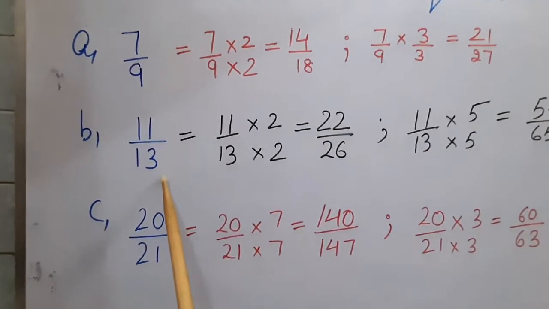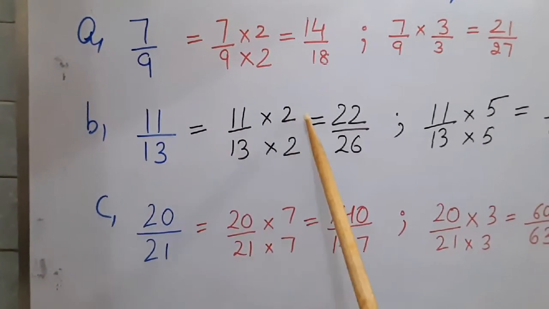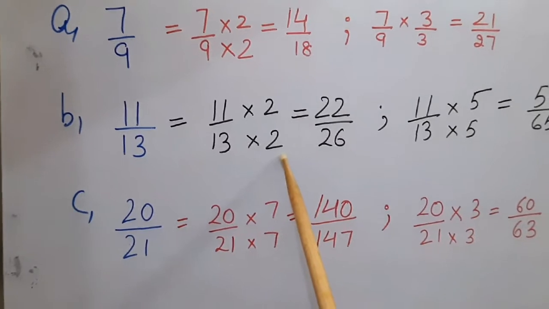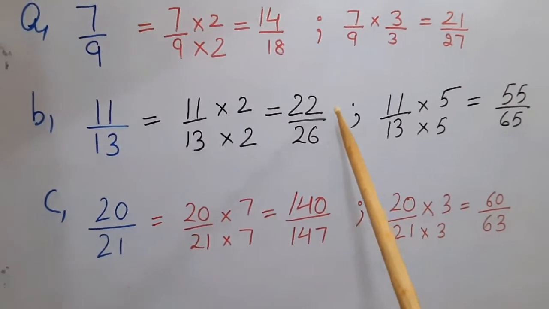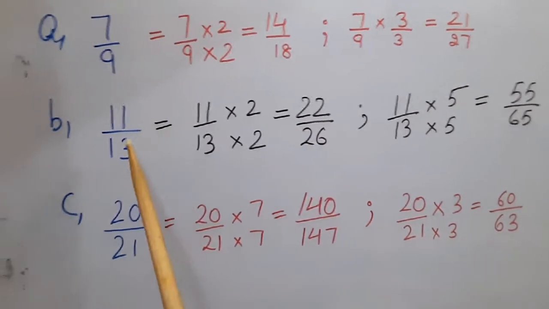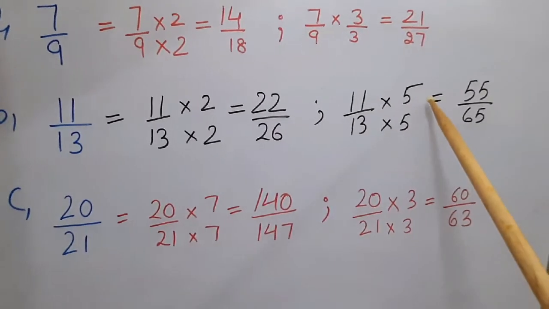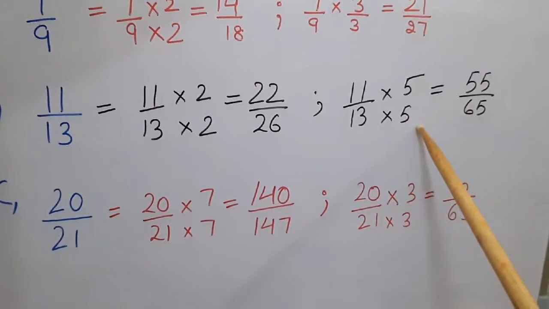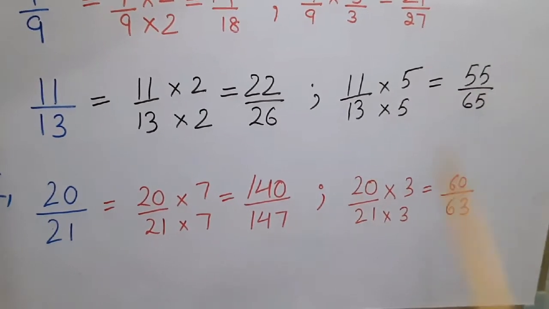Let's have a look at another example. 11 by 13. You can multiply 11 by 13 with 2 in the numerator and denominator and get 22 by 26, which is equivalent to 11 by 13. Or you can multiply numerator and denominator with 5 to get an equivalent rational number.